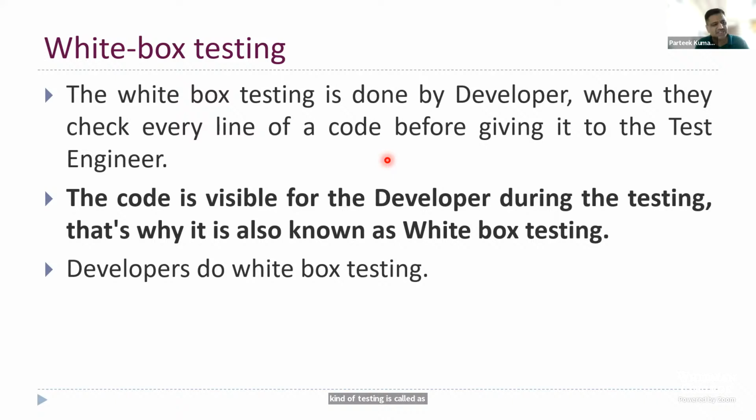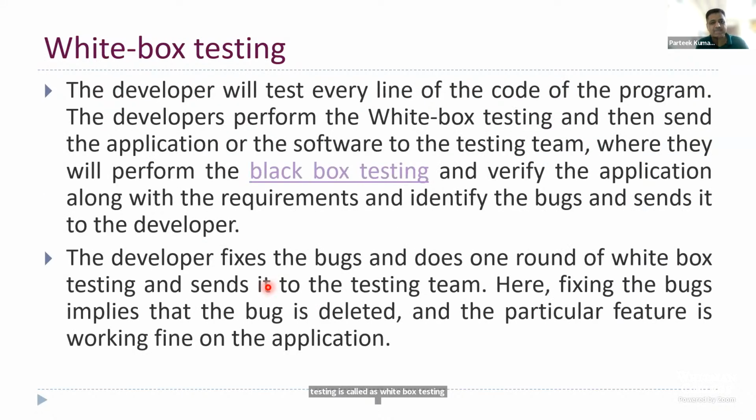In the software industry, as I mentioned, there are two different teams: one is a developer team and second is a tester team. Before sending the code to the testing team, you normally test your code thoroughly on your own as a developer. When as a developer you thoroughly test your code, that kind of testing is called white box testing, and white box testing is performed by developers.